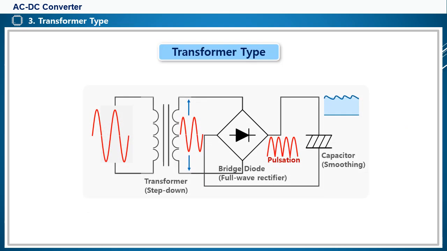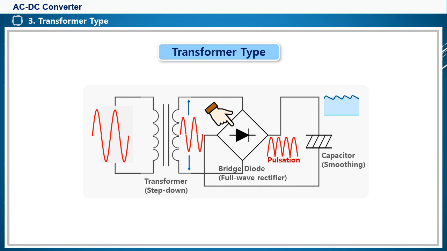Let's look at the circuit operation of the transformer type. The transformer type reduces the AC input voltage to an appropriate AC voltage using a transformer. The reduction in voltage in the transformer is set according to the turns ratio of the transformer as an AC-AC conversion. Next, the AC voltage, which has been reduced through the transformer, is converted into a pulse current by full wave rectification in the bridge diodes.